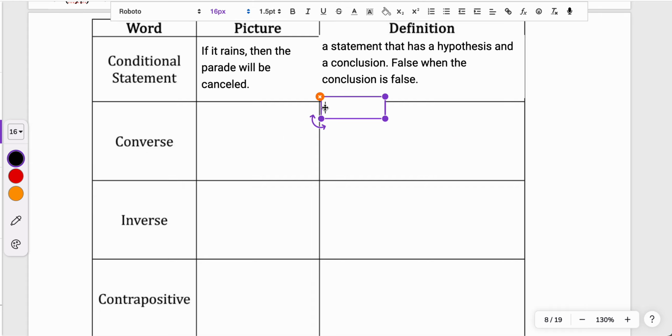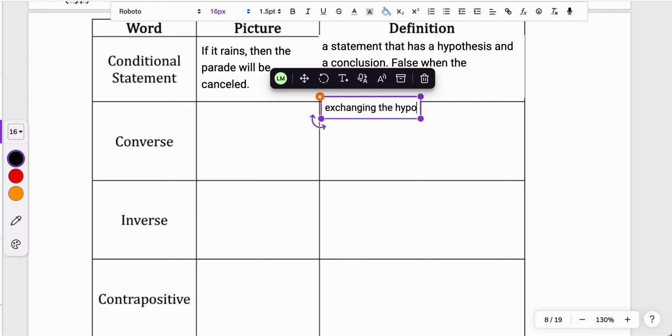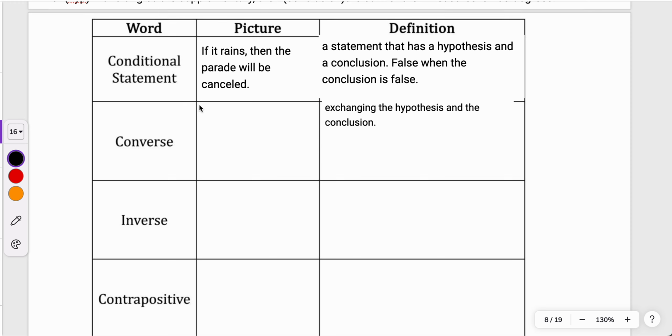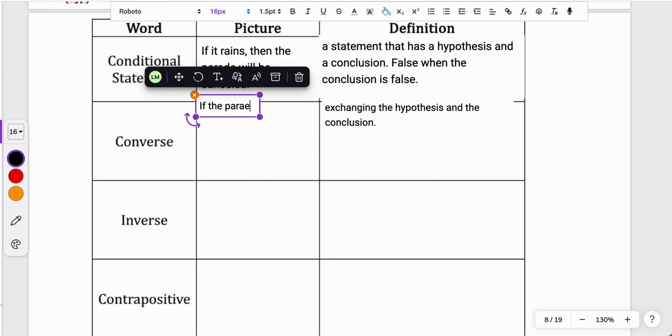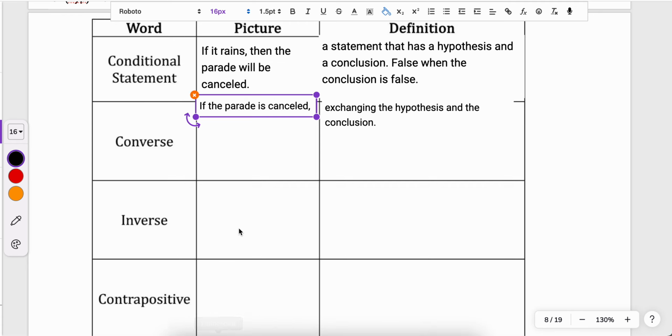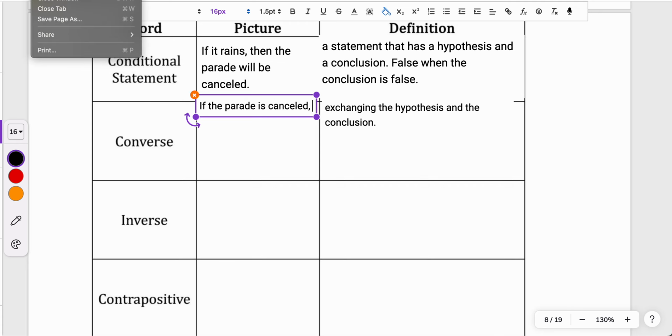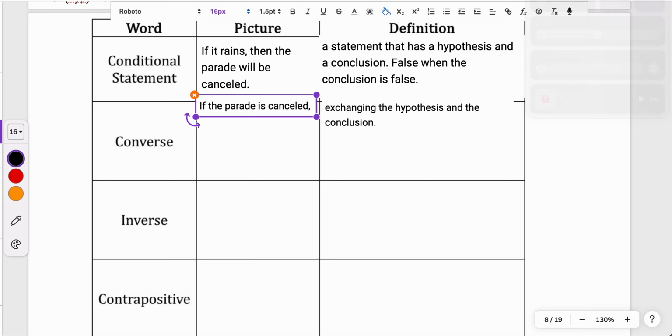Next. Converse, exchanging the hypothesis and the conclusion. If the parade is canceled, then it has rained.